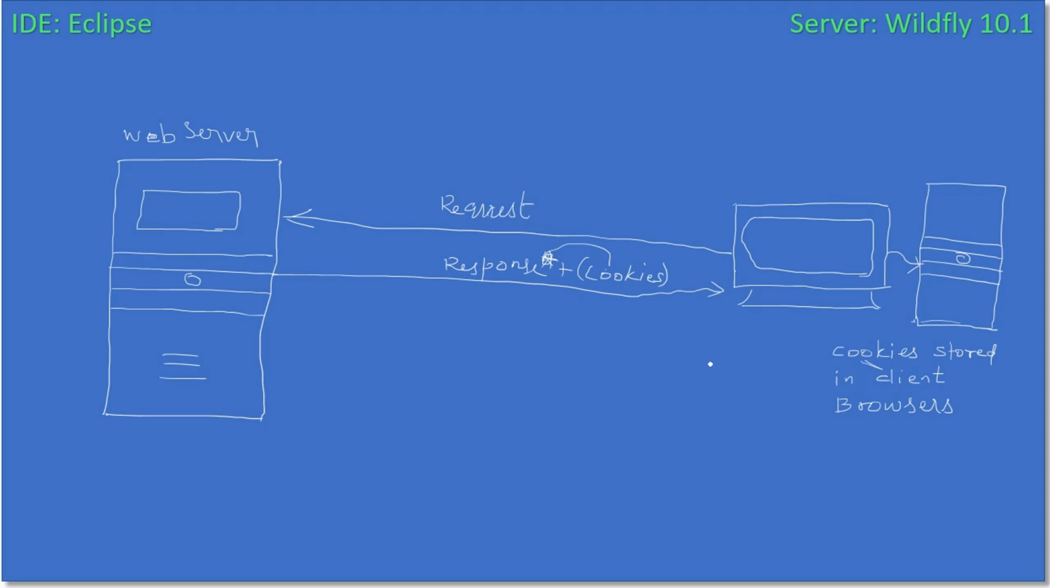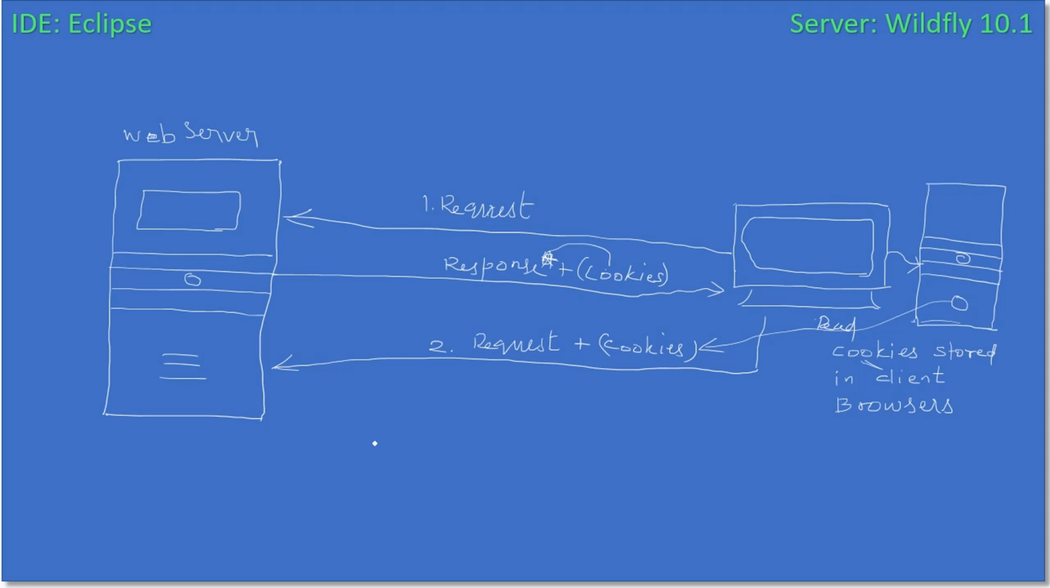At a later point in time, when the client sends the second request, it sends the cookies also. So it reads the cookies from the stored location, and when it is sending the subsequent request, it will send the cookies as part of the second request.